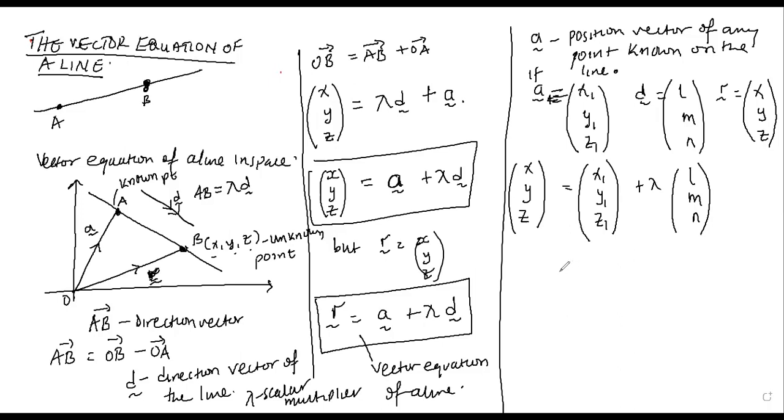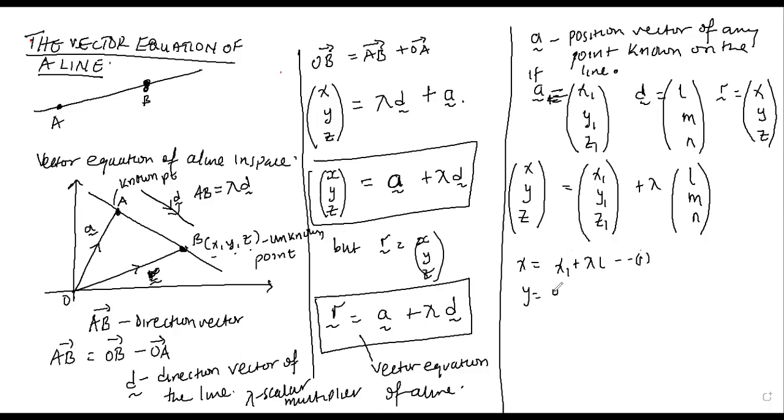Then, if I substitute and make lambda the subject, I'll have X. If I equate the i's around, this X is equal to X1 plus L times lambda. So X is equal to X1 plus lambda times L, equation 1.